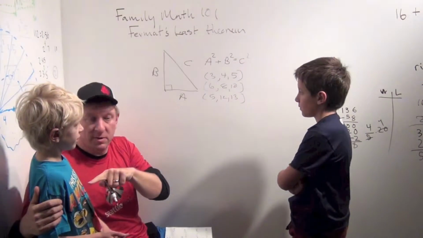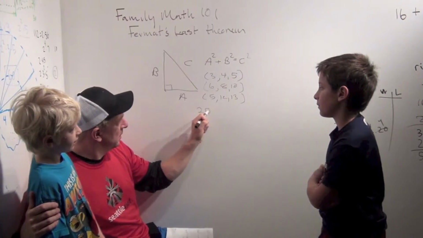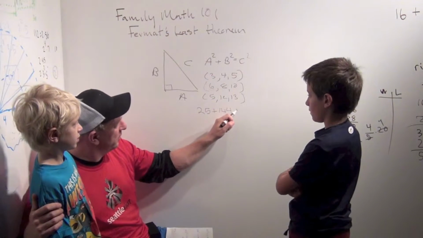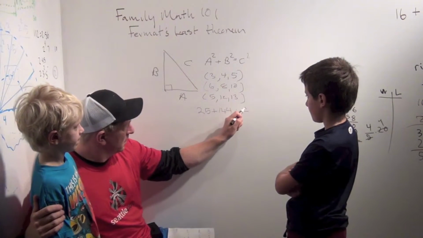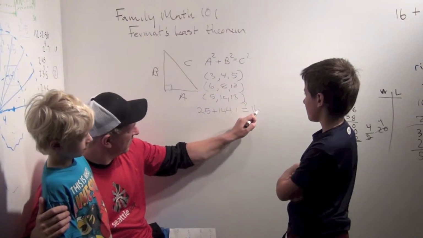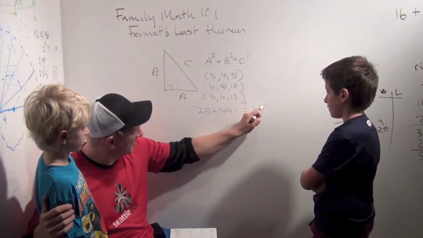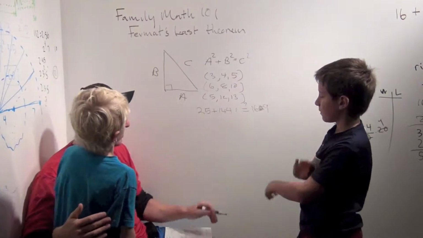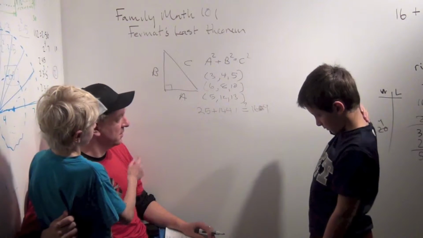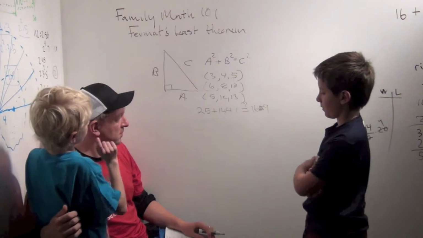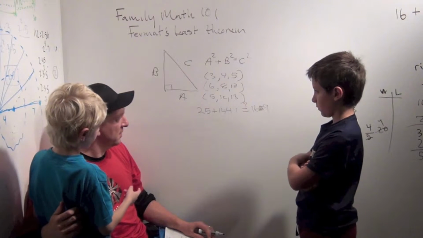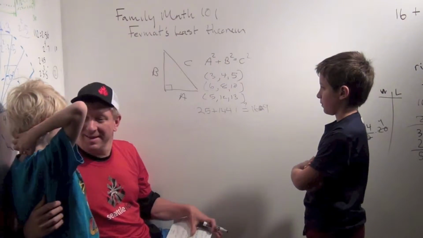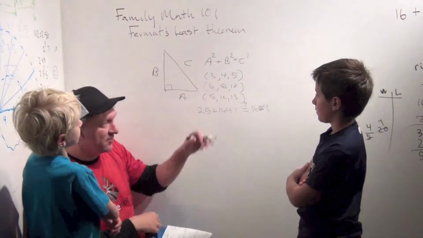What's 5 squared? 25. Do you know what 12 squared is? 144. Very good. Do you know what 13 squared is? 169. So let's see, does 25 plus 144 equal 169? Let your brother do it. What's 25 plus 144? Well, it's 25 plus 140, 165, plus 4, 169. Hey, high five. Look at that. So we got a 5, 12, 13.